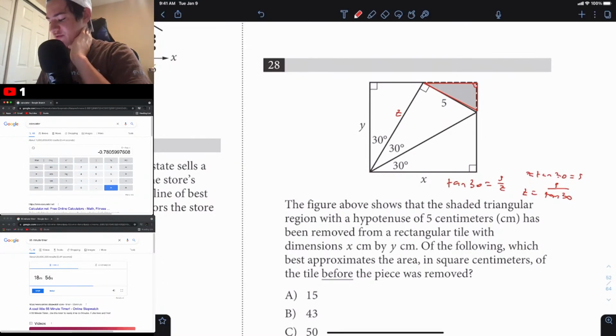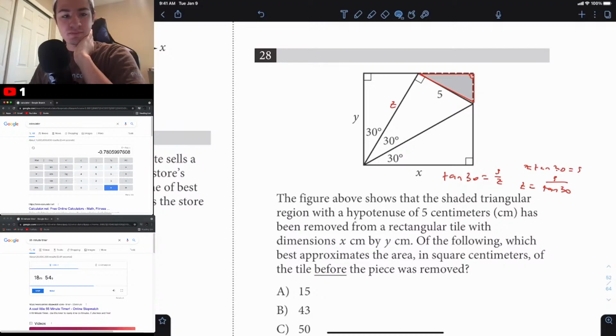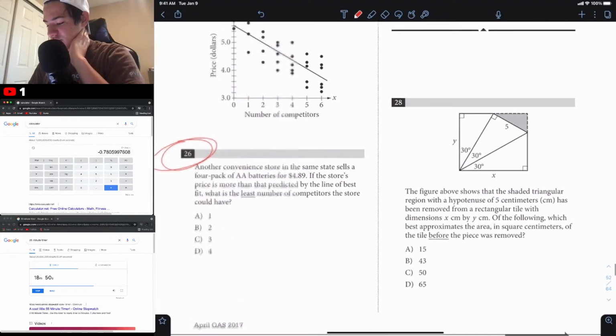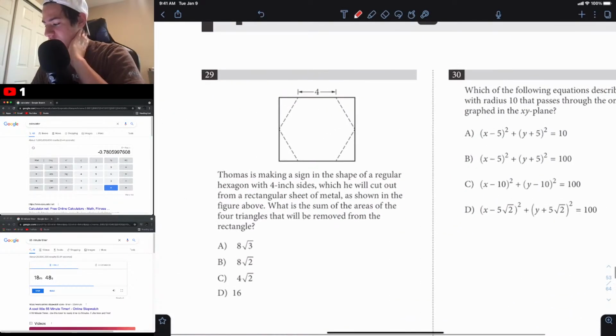Tile before the piece was removed, it would be this problem. I guess we'll come back to it. Why are there so many weird shapes?